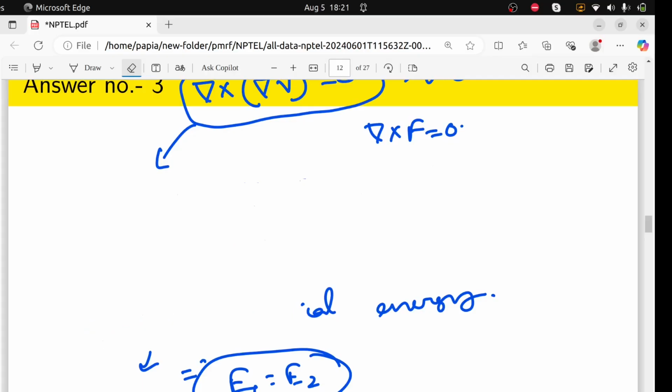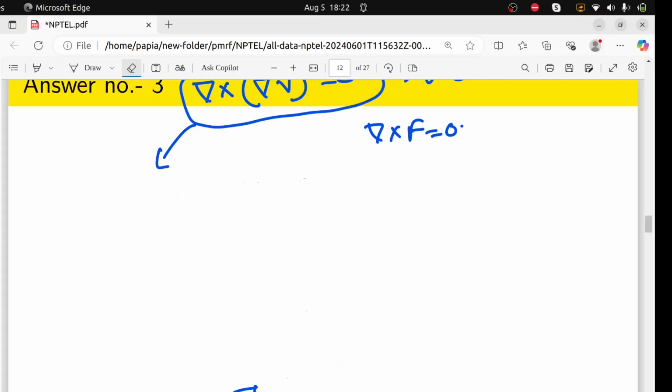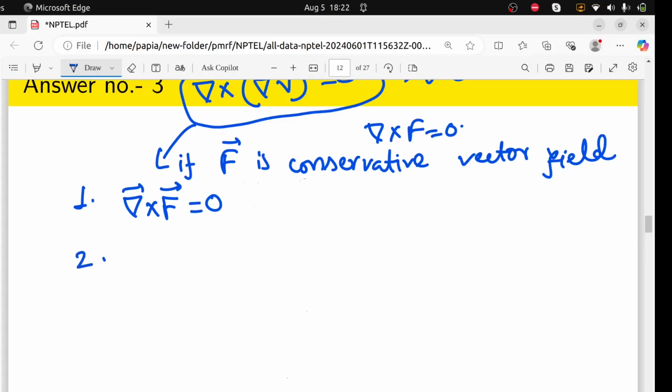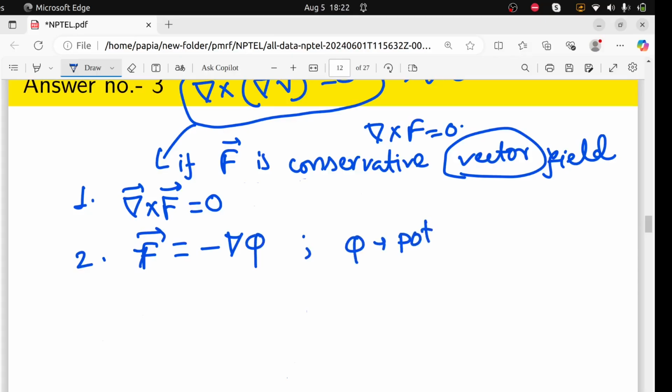Let me write here, how many criteria do I have. If F is a conservative vector field, conservative means first of all that curl of F equals 0. Now, as curl of F equals 0, then F can be written as minus grad of phi, where phi is the potential, phi, V, whatever you can write.